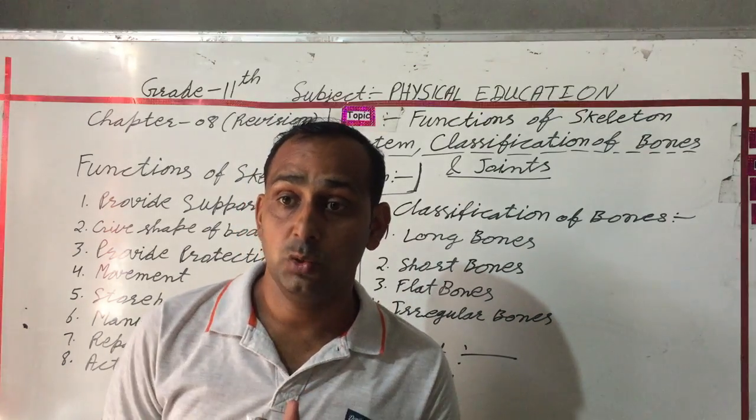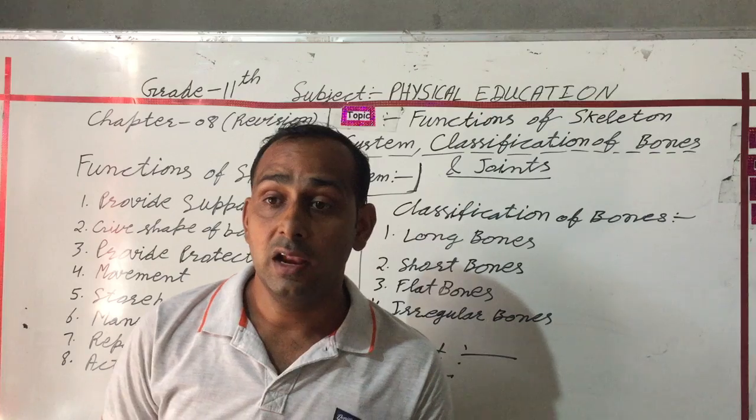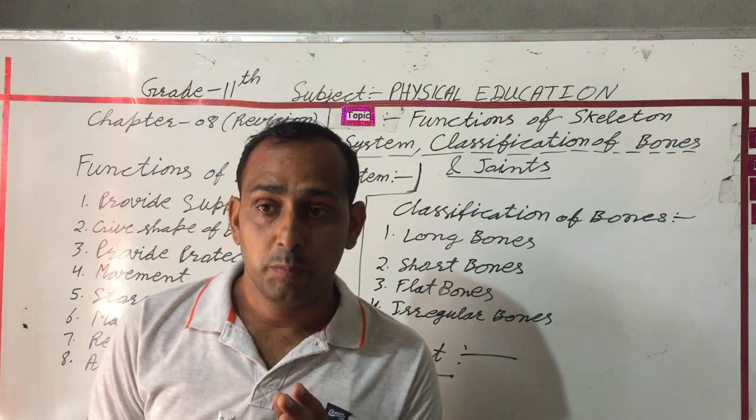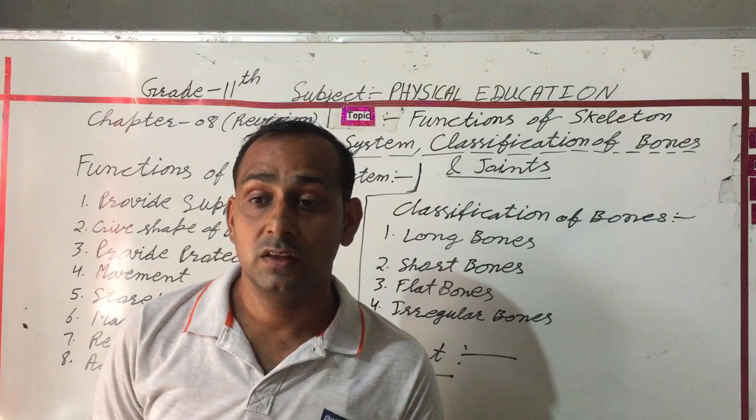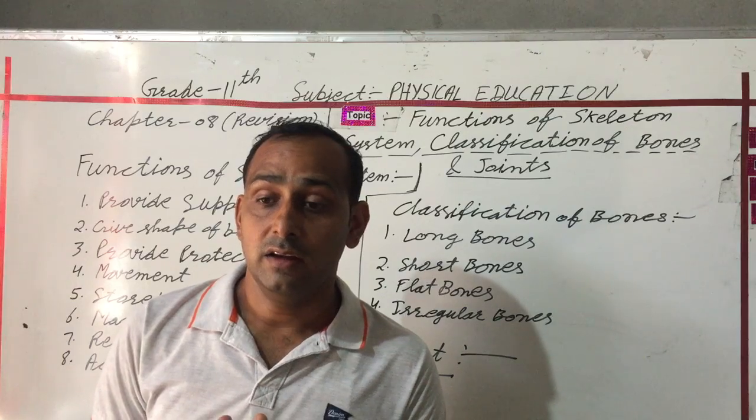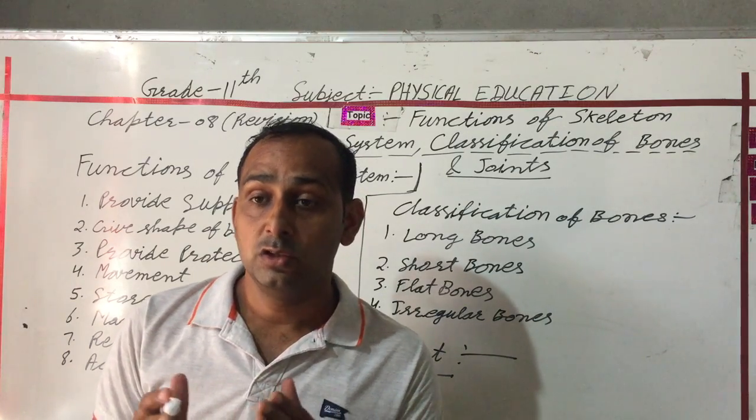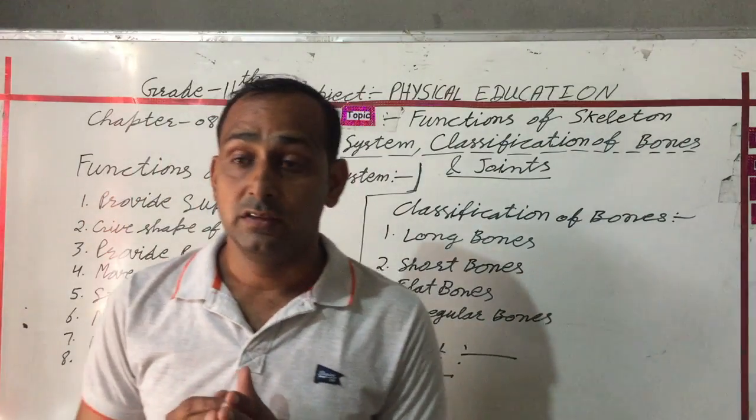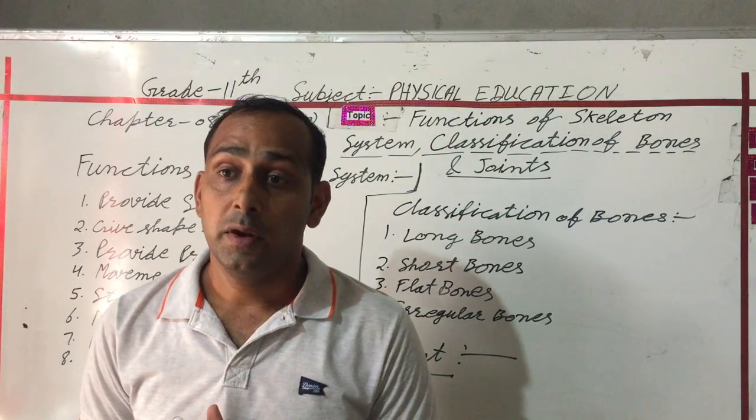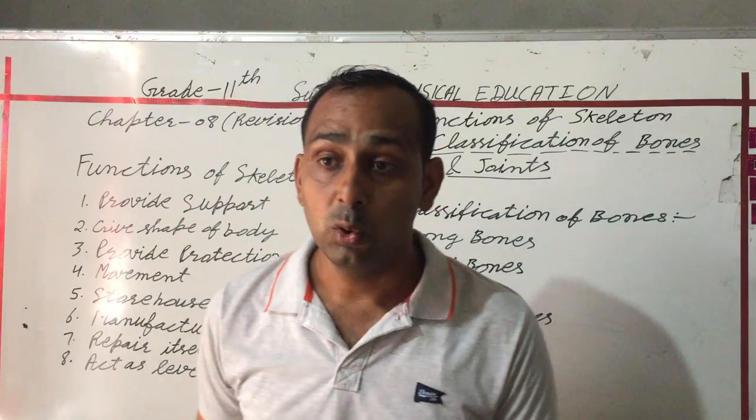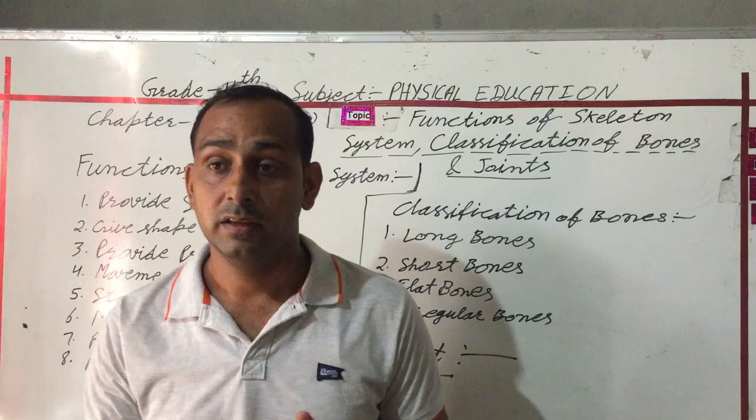First is hinge joint, second is ball and socket joints, third is pivot joints, fourth is gliding joint, fifth is saddle joint, and sixth is condyloid joint. So I explain all. First is hinge joints. So hinge joints permit angular movement in one direction, like a door on its hinge.